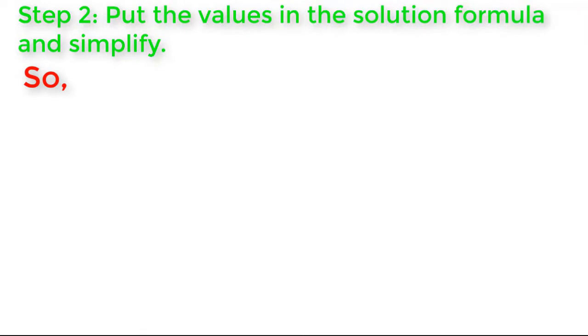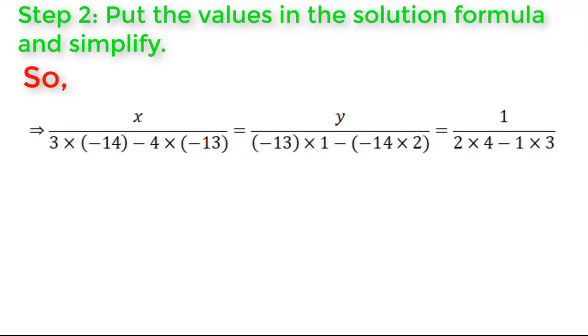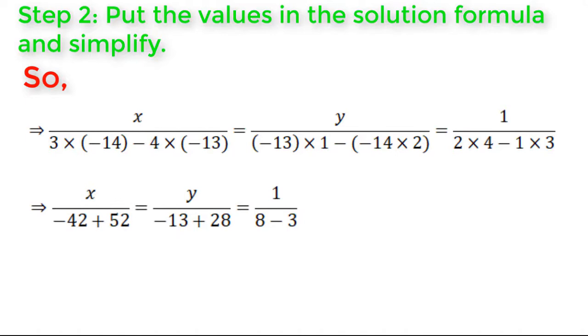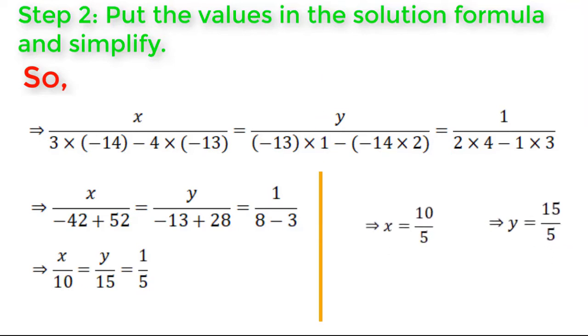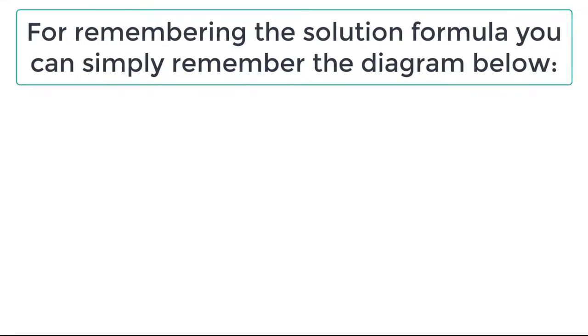Now in the second step we would simply put all the values in their respective locations of the solution formula. So the expression would be x by 3 into minus 14 minus 4 into minus 13 is equal to y by minus 13 into 1 minus minus 14 into 2 is equal to 1 by 2 into 4 minus 1 into 3. On further simplification, at last we would get x equal to 10 by 5 and y equal to 15 by 5. So x equal to 2 and y equal to 3. So in this way we can solve simultaneous linear equations by the cross multiplication method.